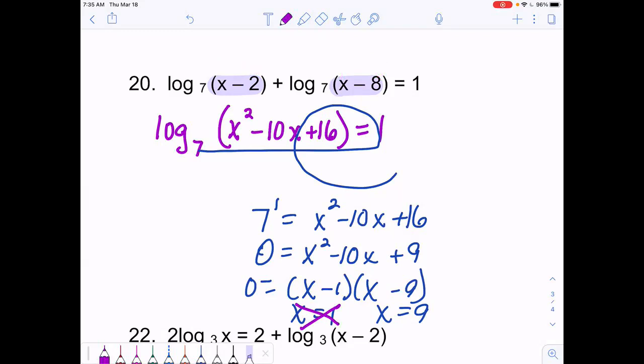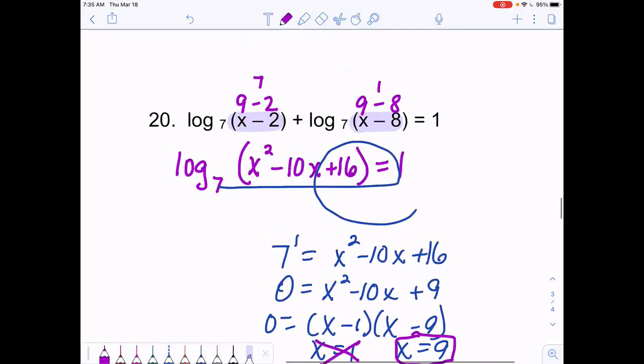If I plug a 9 in, 9 minus 2, 9 minus 8, well, that makes 7, and that makes a positive 1. 9 is okay because whatever remains after the log is still positive. Questions on that? I want to make sure we're getting any misconceptions clarified.